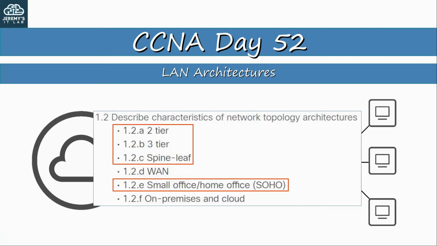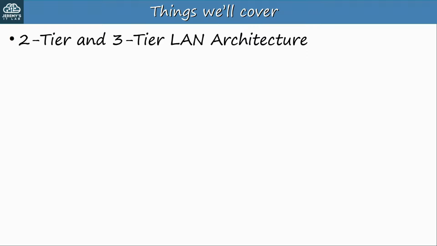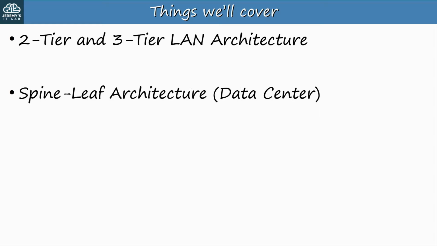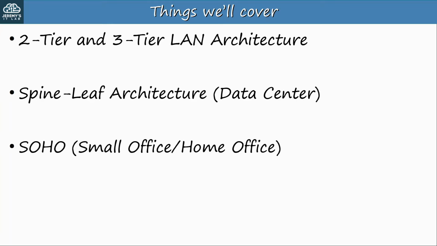The other topics in 1.2, 1.2d, which is WAN, and 1.2f, which is on-premises and cloud, will be covered in separate videos. Here's what we'll cover in this video. Actually, it's exactly the exam topics I just pointed out. First, we'll cover 2-tier and 3-tier LAN architectures. These are common traditional LAN designs used in enterprise networks. Then we'll cover spine leaf architecture, which is a design common in data center environments. Finally, I'll briefly cover SOHO, small office home office networks.